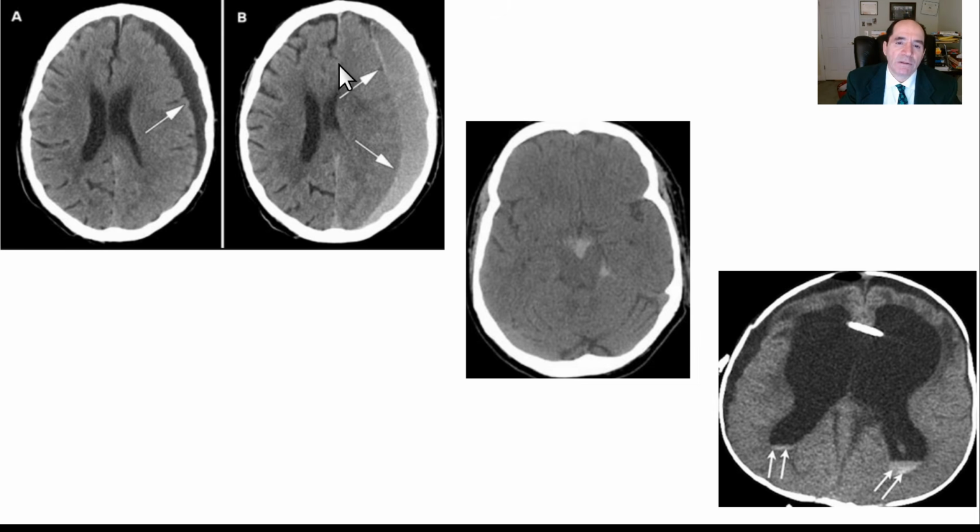So this would be beneath the falx. Right in here is called subfalcine herniation. We're not going to get into all these diseases right now, but I'm just showing you a couple of common things that medical students would be expected to know. They would be expected to know what a subdural hematoma is.